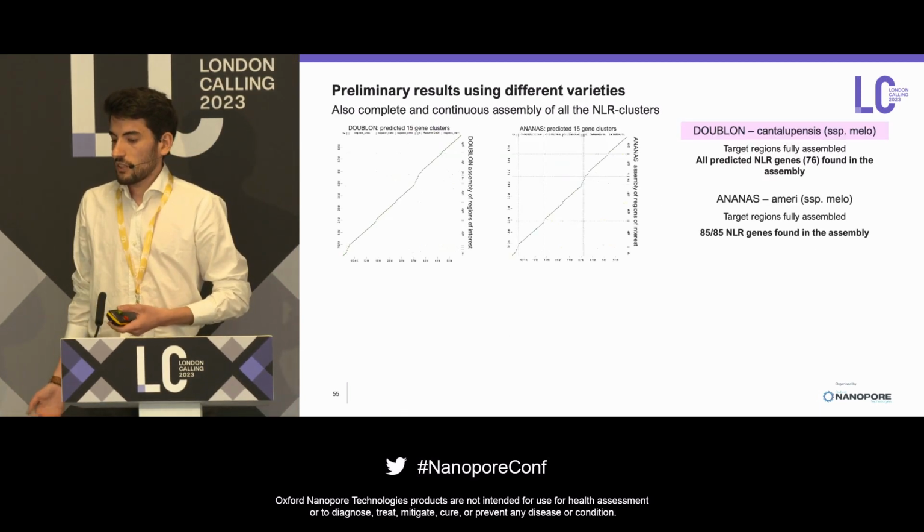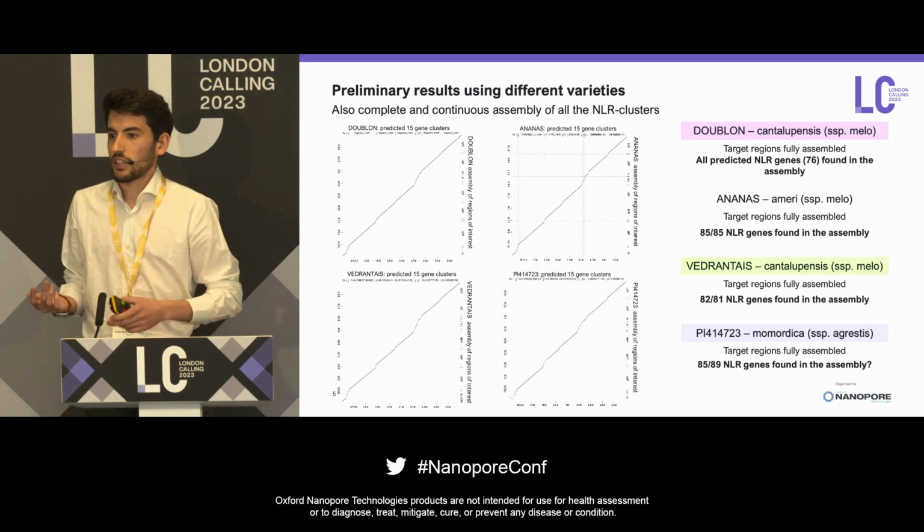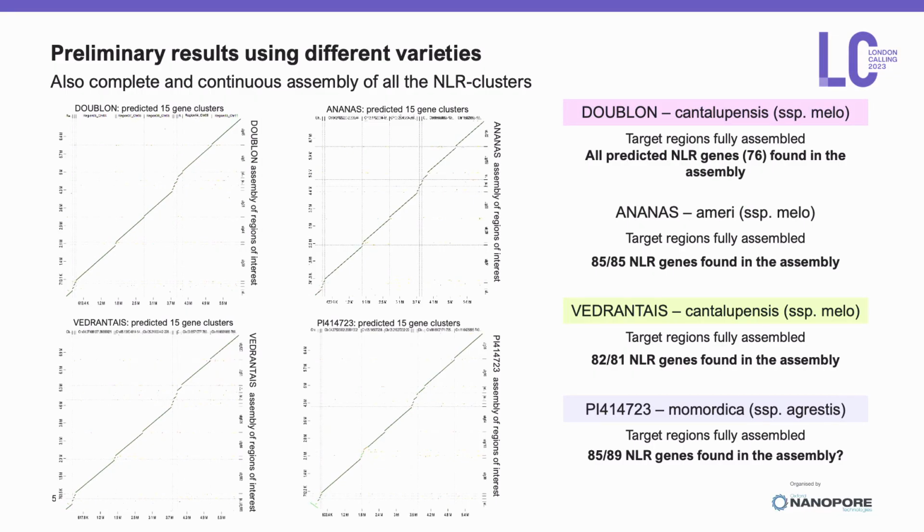And one question can be, what happens when we try to sequence other varieties that are more genetically distant from the reference? So here I show you that it works too. I show four of the varieties that we already sequenced. For these four varieties, we have the whole genome, either published or produced by us, so we can compare. And we can see that for all these varieties, we also get a complete and continuous assembly, and we find all the NLR genes that are also found in the complete whole genome assembly.